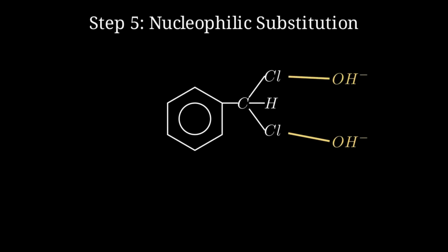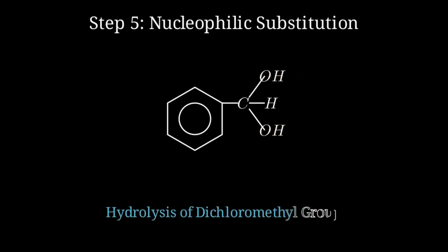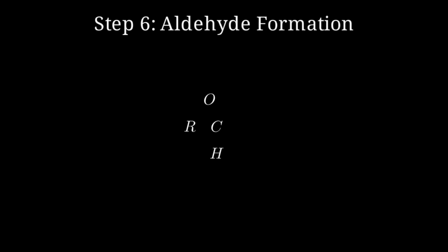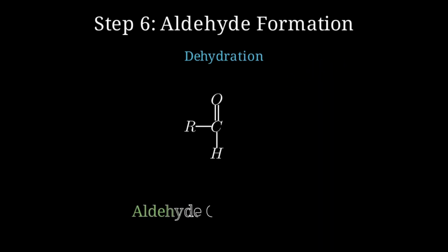2 hydroxide ions replace the 2 chlorine atoms through nucleophilic substitution, leading to an unstable geminal diol intermediate on the side chain. Geminal diols are typically unstable and spontaneously lose a molecule of water. This dehydration step converts the side chain into a formyl group, effectively turning the intermediate into the phenoxide of salicylaldehyde.